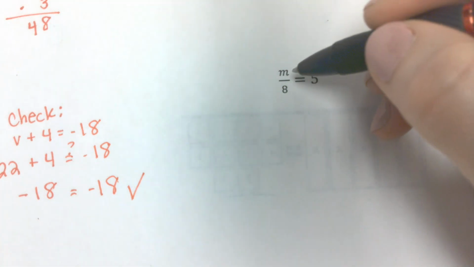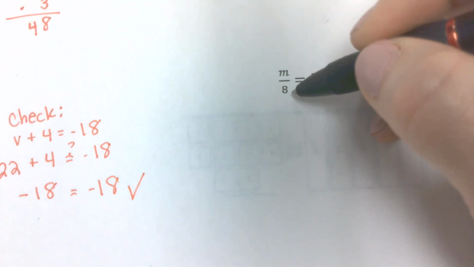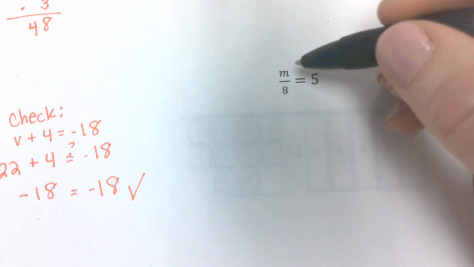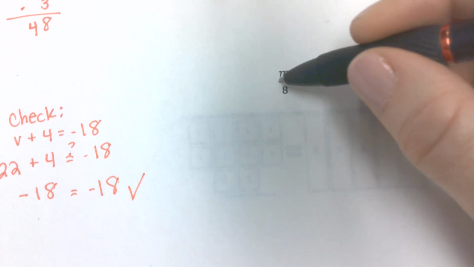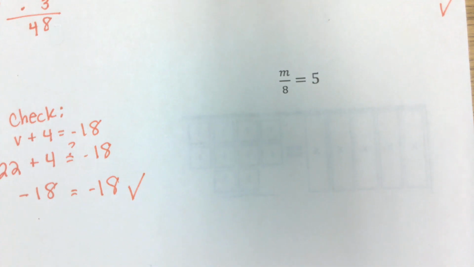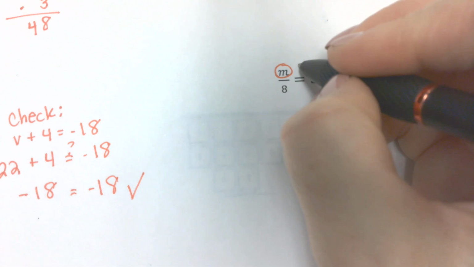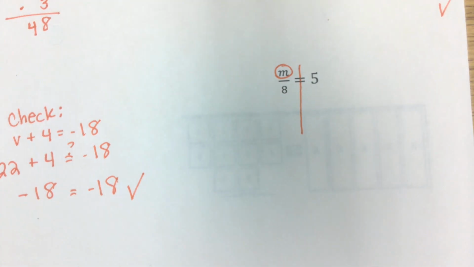All right, let's go to the next one. M divided by 8 equals 5. So remember this line, even though this is a fraction, m over 8, since it's over 8, that means divide. Let's circle our variable. Draw our line down our equal sign. So this is dividing by 8. What's the opposite of dividing by 8?